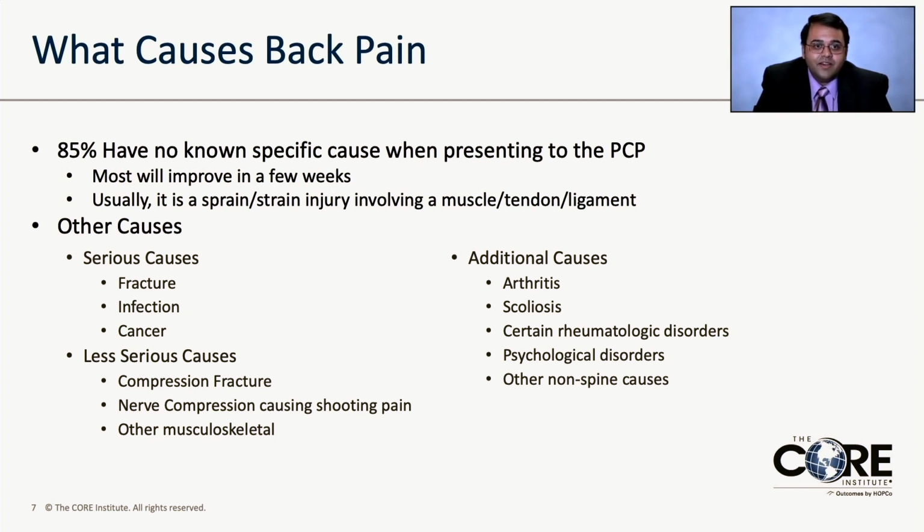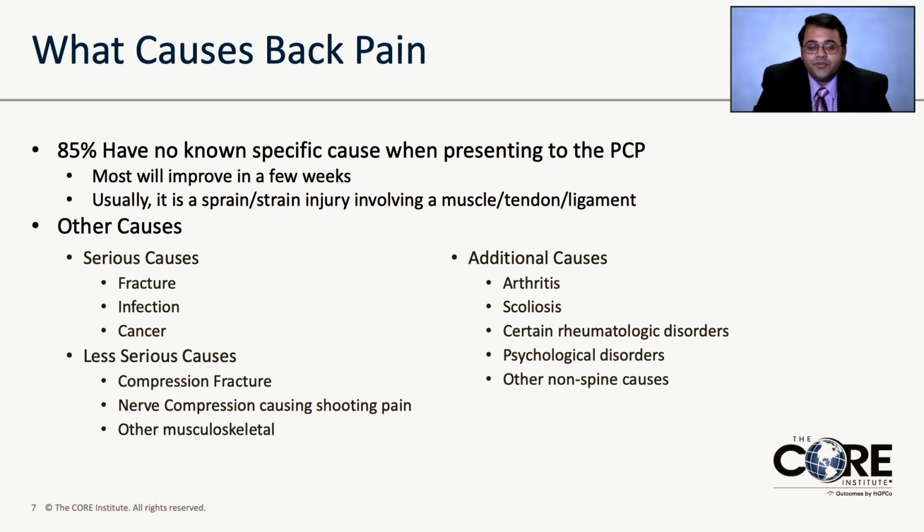Some less serious causes, and to patients it may not feel less serious, but these are things that may not need urgent attention. But compression fractures, one we talked about just a moment ago, we do treat that as fast as possible because it can lead to more disability, and we don't want that. A nerve compression causing shooting pain, and I'm going to talk a little more about that in one of the next slides, and musculoskeletal issues.